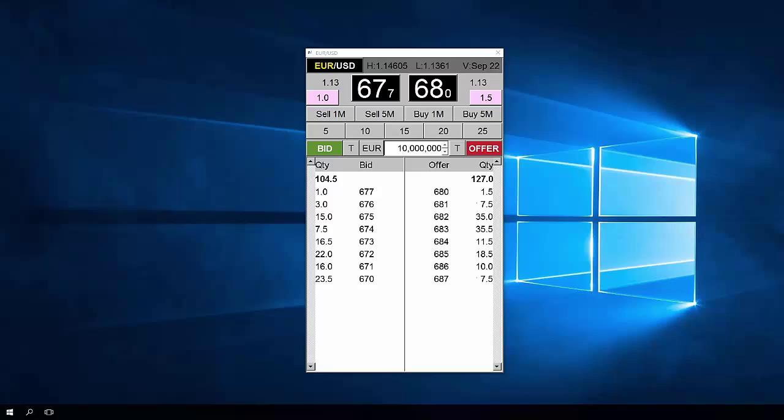Alright guys, I'm just gonna talk about a couple of things first. I know a couple of people still don't know what hard bid stop is.